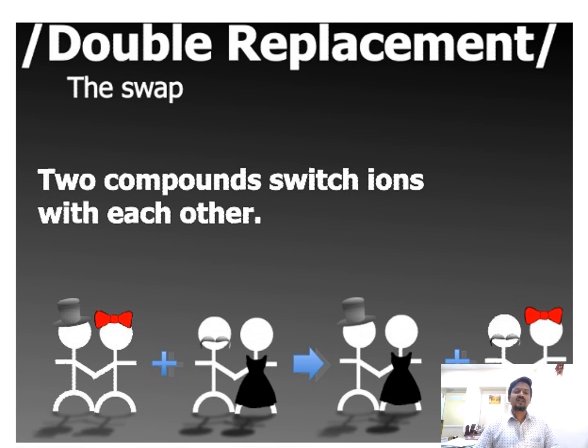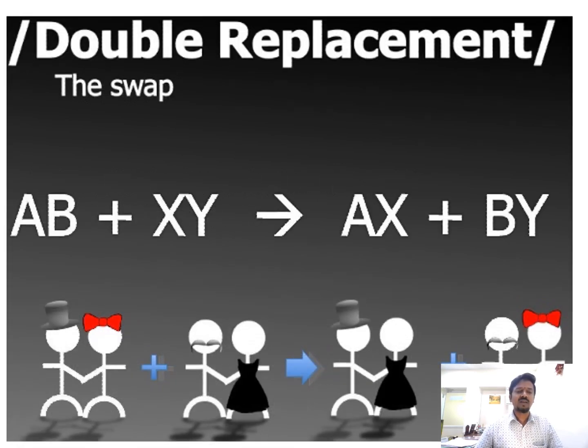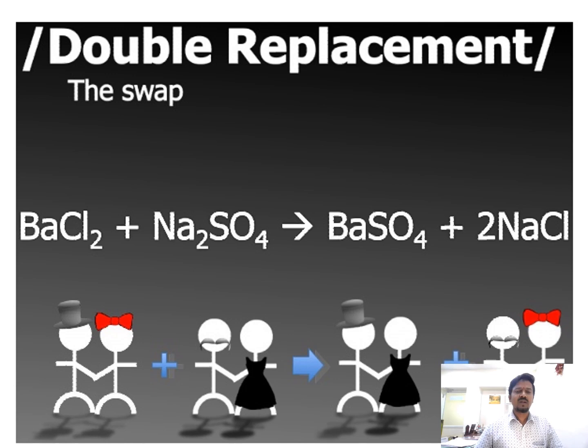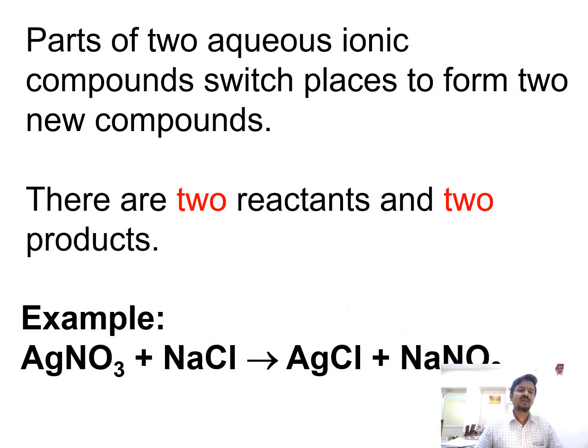Then another reaction is the double replacement reaction, the swap. A double replacement reaction is a chemical reaction where two compounds switch partners with each other. From the pictorial representation, you can easily understand how the double replacement reaction occurs. The pattern of the reaction is AB plus XY gives AX plus BY. An example is barium chloride reacting with sodium sulfate to give barium sulfate plus sodium chloride. It's a simple example of this type of reaction. There are two reactants and two products formed in this reaction. Some examples are given below.